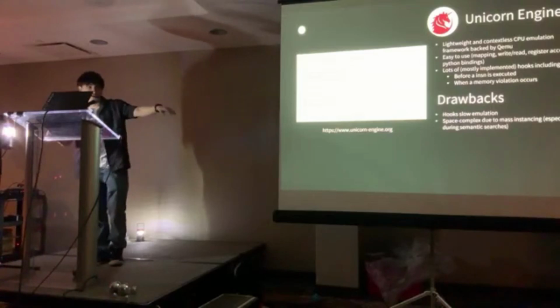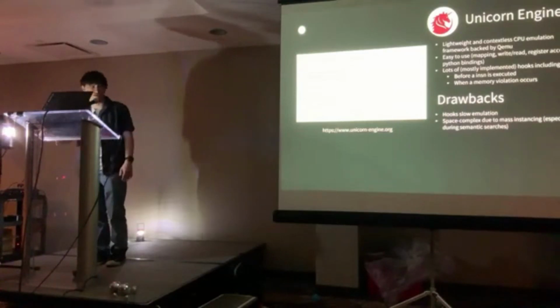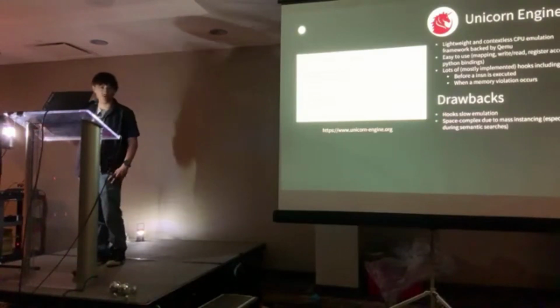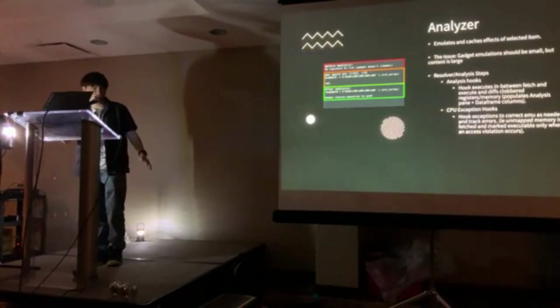On the left here, or on your guys' right, is just an example of some Unicorn code, pretty simple. We're mapping a text segment, we're mapping a stack, setting the stack pointer, and just running it. Very easy to use. Onto the cool part, the analyzer.